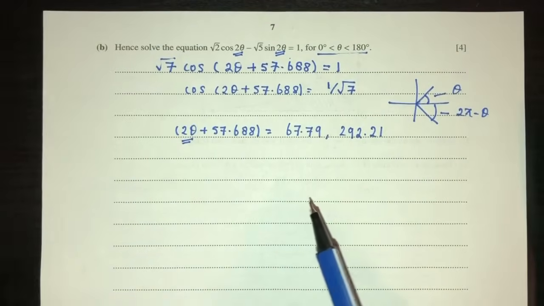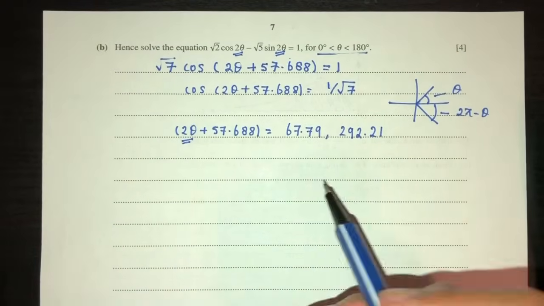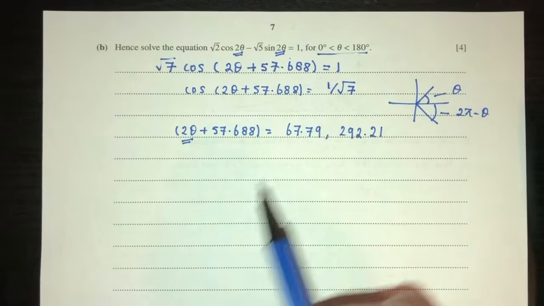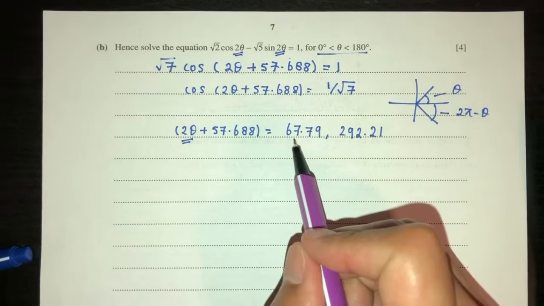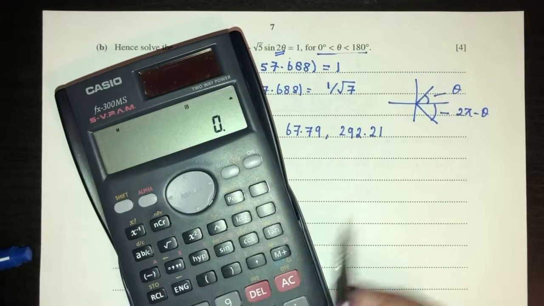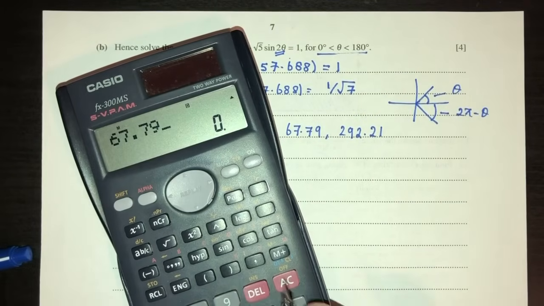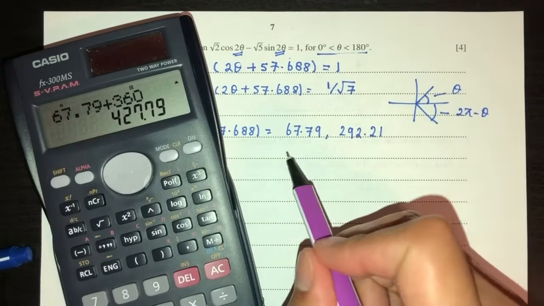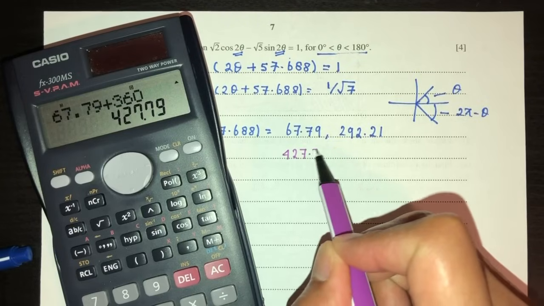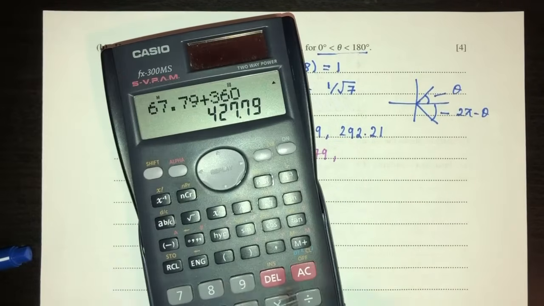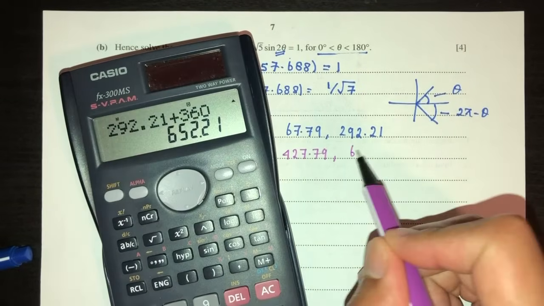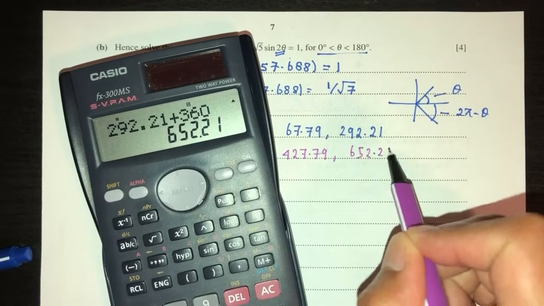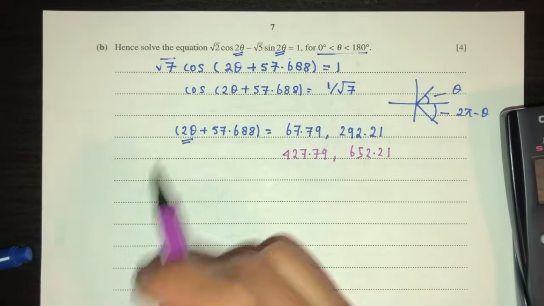Now since we have 2 pi here, even though our limit is between this and that, we can do something. If we have 2 pi, let's make sure we add 360 to each of those values so we don't miss anything just in case. So let's add 360 to this one. We will have 67.79 plus 360, that will be 427.79, and 292.21 plus 360 will become 652.21.